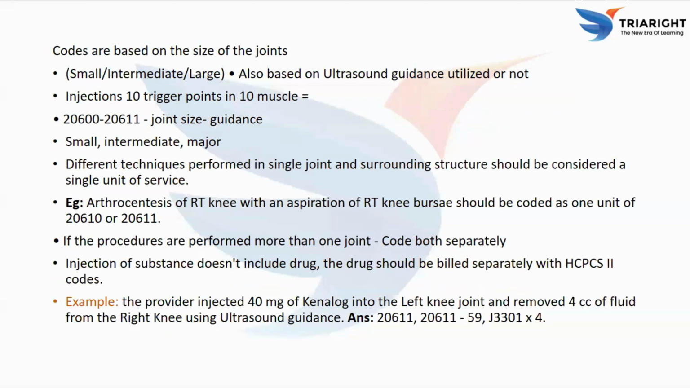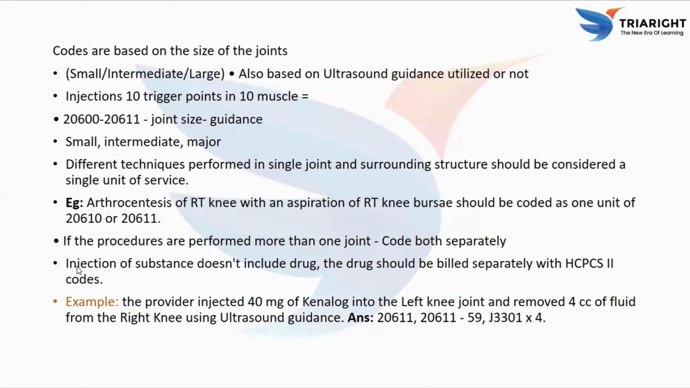And codes are based on the size of the joints. So how to correctly code joint aspiration and injection procedures, especially when multiple joints, ultrasound guidance, and drugs are involved. How are joint injection codes selected? CPT code ranges 20,600 to 20,611. These codes are chosen based upon two main factors, the size of the joint and the ultrasound guidance. Size of the joint includes small joint, intermediate joint, and major joint.